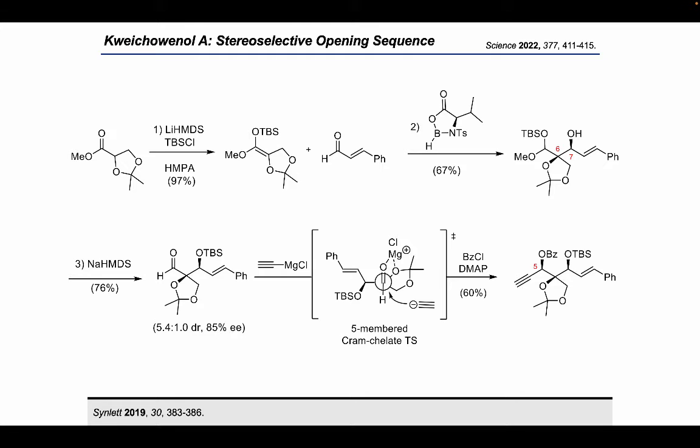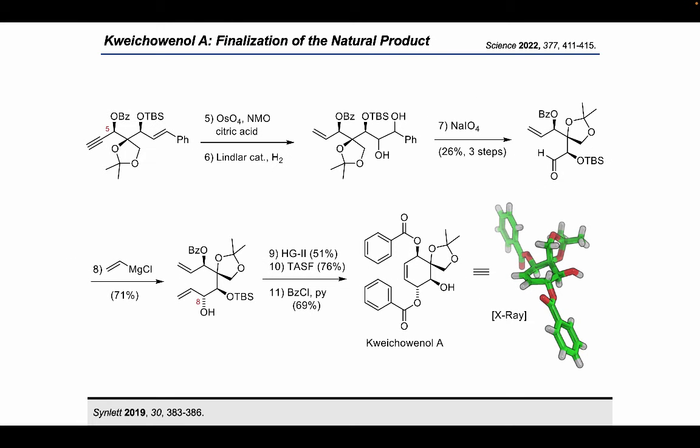After transfer of the TBS group with sodium HMDS, we obtain our desired aldehyde. In the next step, we can add alkynyl magnesium chloride, which proceeds via a 5-membered chelate transition state, and the resultant alkoxide can be benzoylated in situ. From here, we dihydroxylate the alkene, reduce the alkyne to the corresponding alkene using Lindlar's catalyst, and cleave the diol with sodium periodate to obtain an aldehyde.